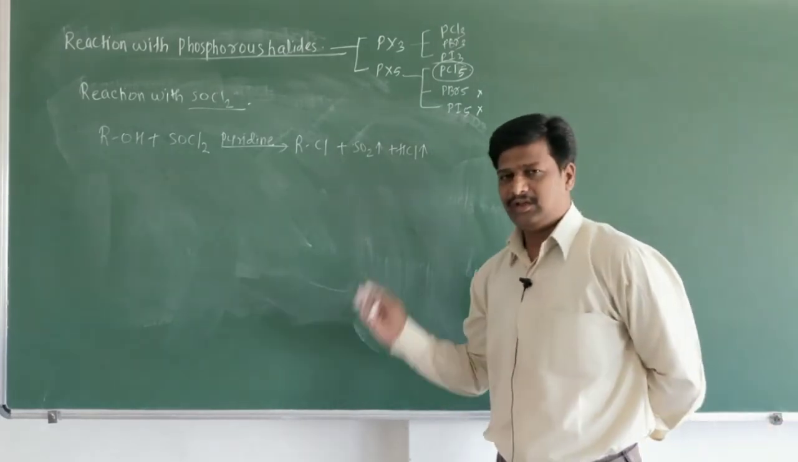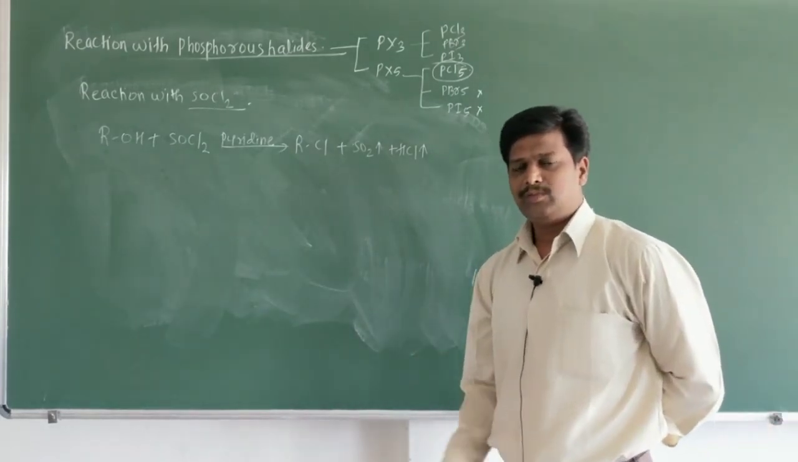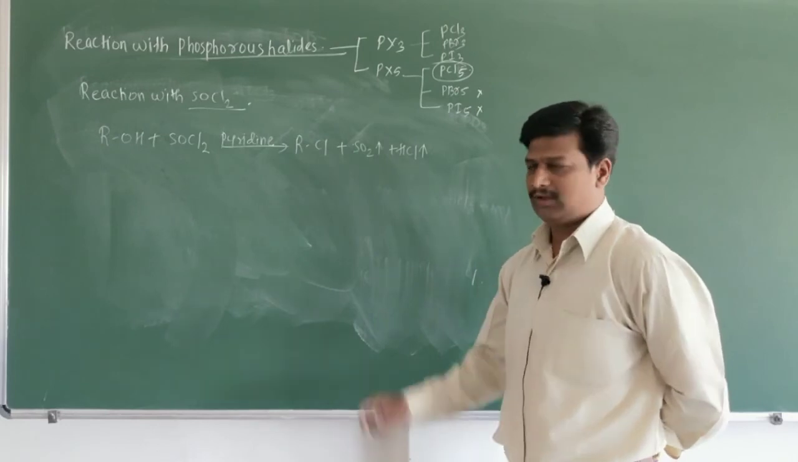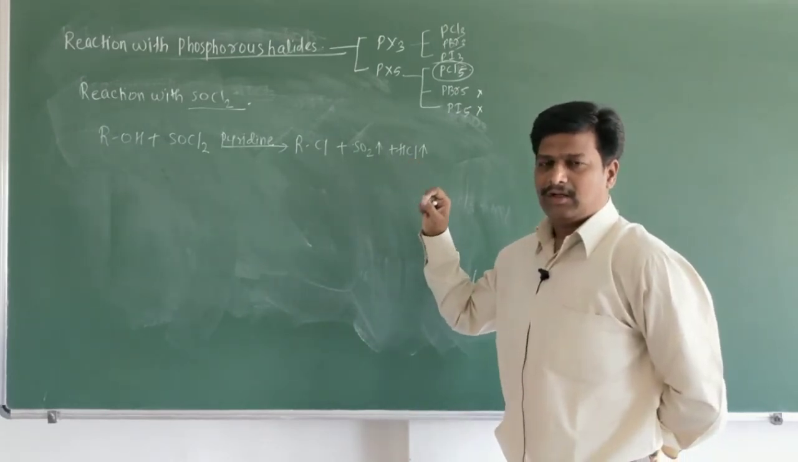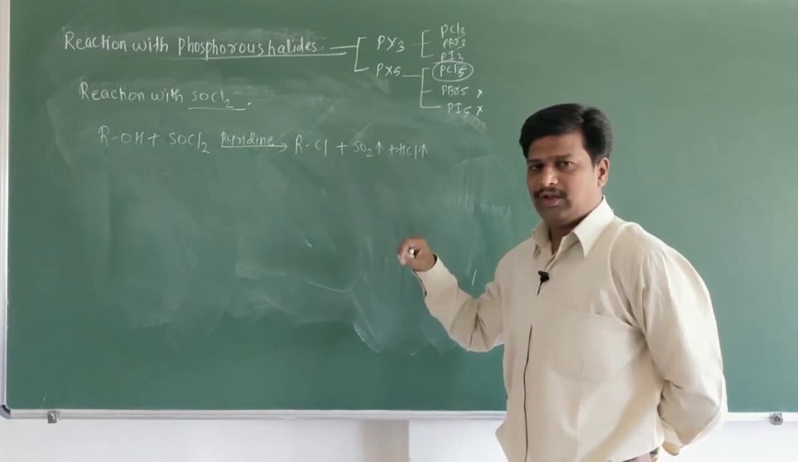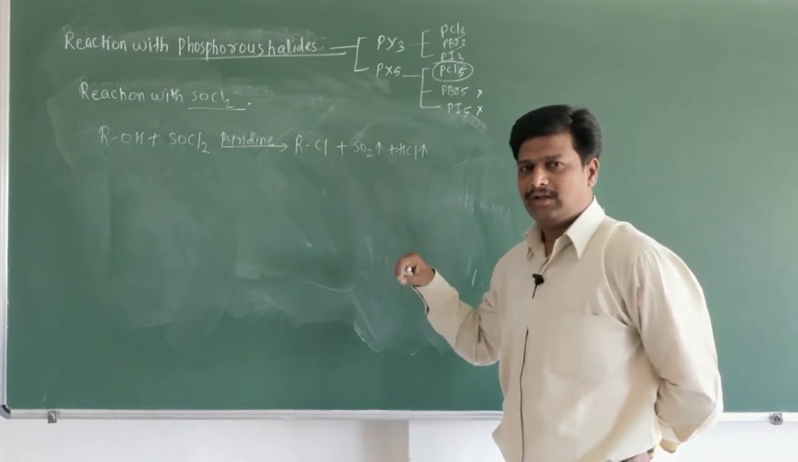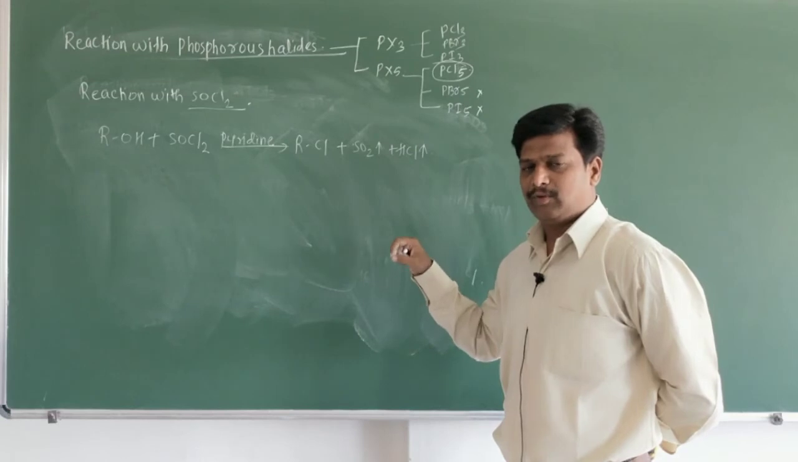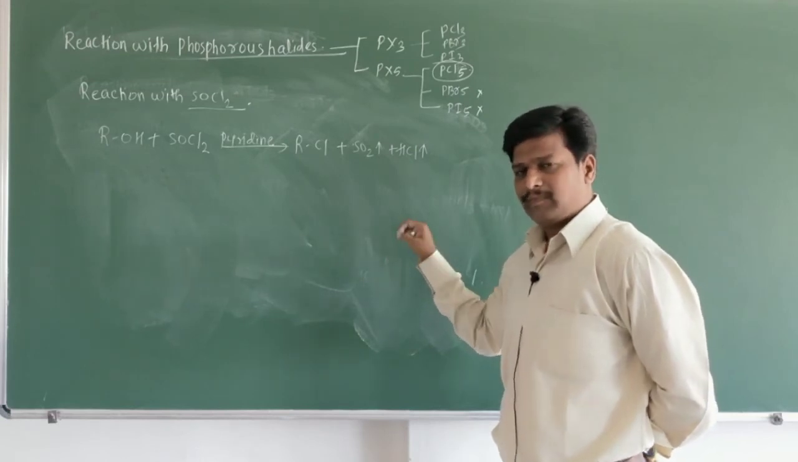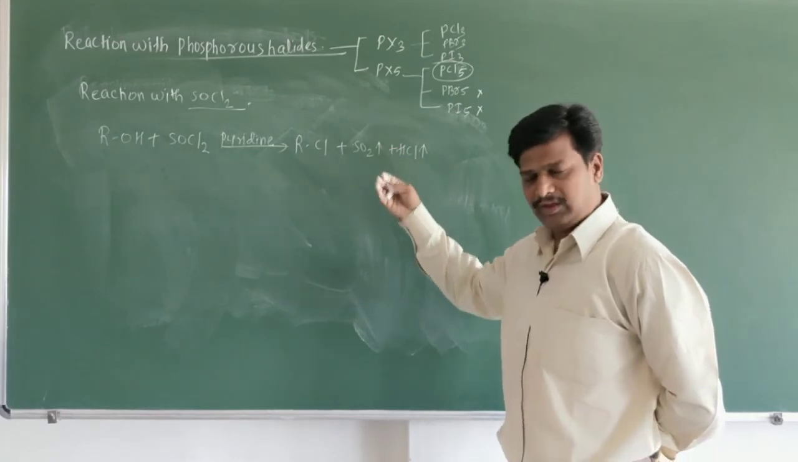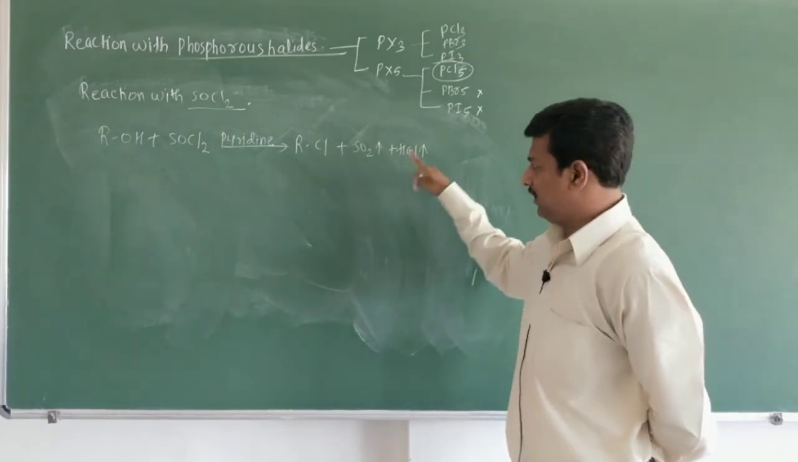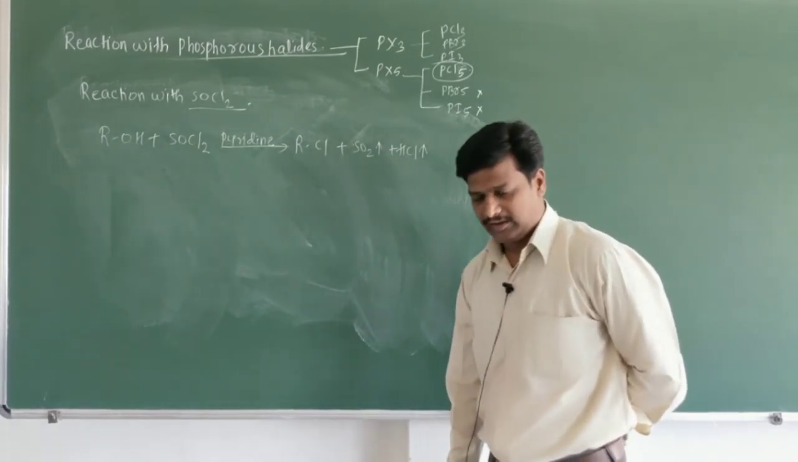Now on this reaction certain MCQs may be asked, for example: from the following reactions, find out the one in which the alkyl chloride is obtained pure. So the number of reactions are given, and from them, this reaction is the correct one.